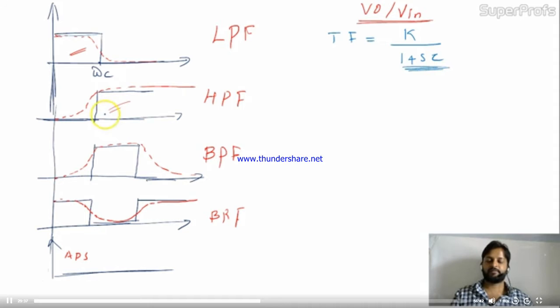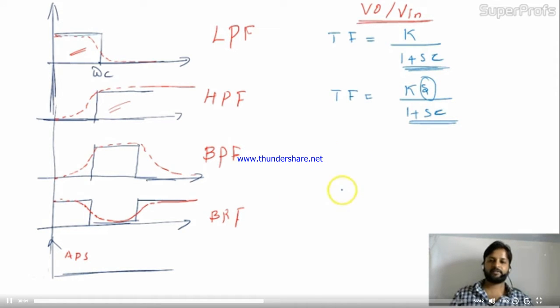If we talk about the transfer function of HPF, it will be Ks divided by 1 plus s tau. At the origin we are adding one zero and we are adding one pole at minus 1 by tau. So it will definitely be like this.